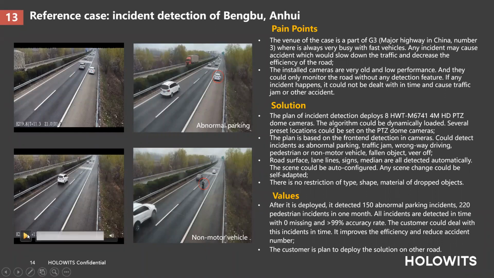And this is a non-motor vehicle. You can see here, this is a motorcycle on the highway. Our cameras with these algorithms can also detect these incidents.